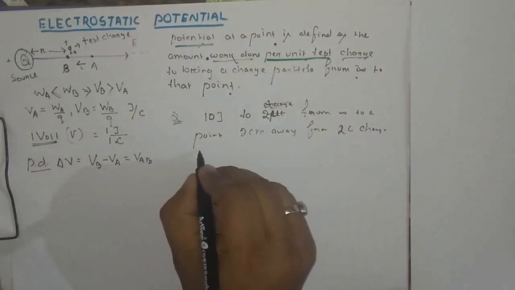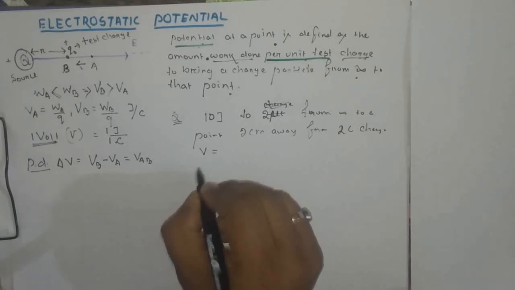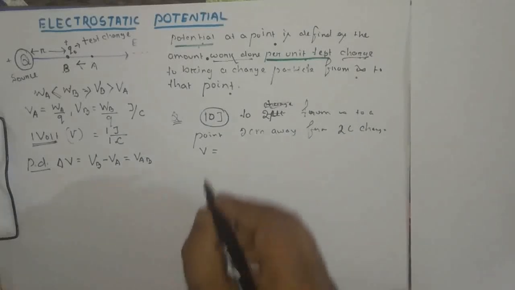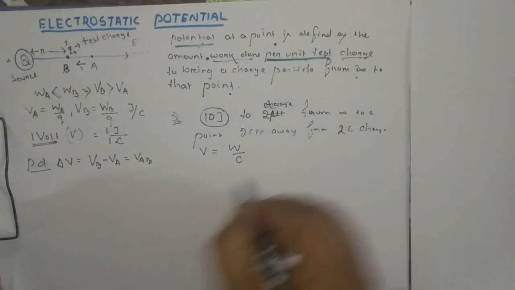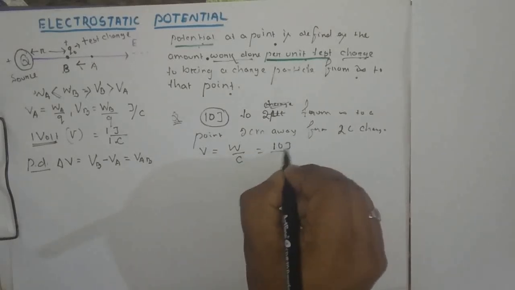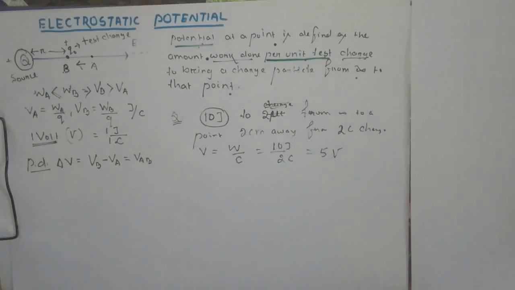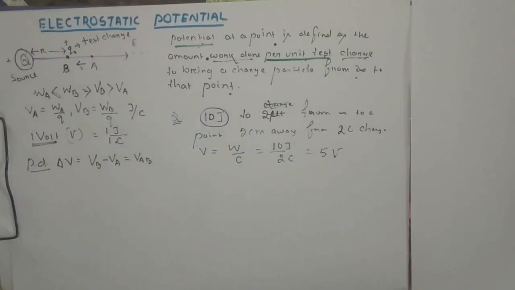My question is now, what is potential? Now potential, what is the potential energy? 10 joule work. So what is potential? Work done by charge. That means 10 joule by 2 coulomb. So it becomes 5 joule per coulomb, which is 5 volt. So similarly, simple questions will be asked.